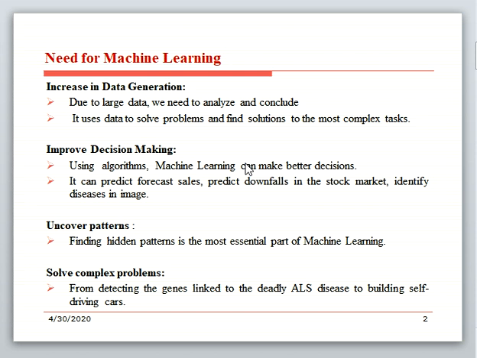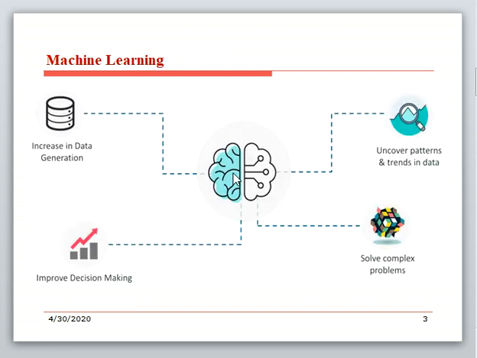For example, we can use decision making in image processing. In image processing, if a person has any disease, we can identify whether the person has the disease or not. That is the decision. Next, we can uncover patterns. The patterns hidden in the image can be found correctly, and we can solve complex problems. For example, we can identify certain deadly diseases, and we can detect genes, etc. So that is the need for machine learning.